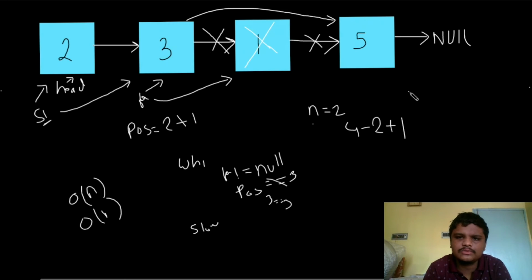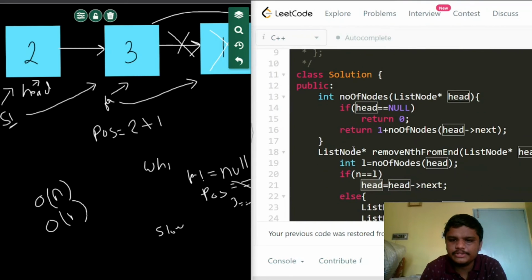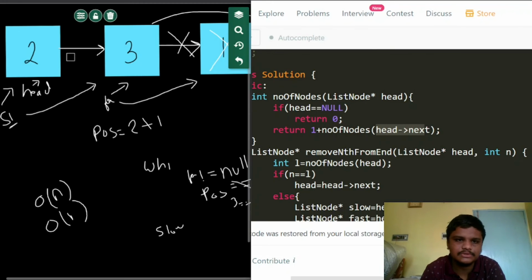So now let's get to the code for this algorithm. Over here, I have at first found the length of the linked list by calling the number of nodes function and passing the head as a parameter. In this function, the base condition is head equals null. If this base condition is satisfied, I return 0. Otherwise, I add 1 to number of nodes, passing head dot next as the parameter so that our head pointer points towards the next node.